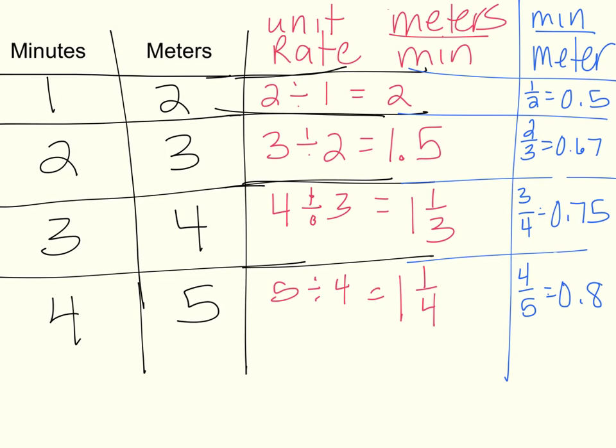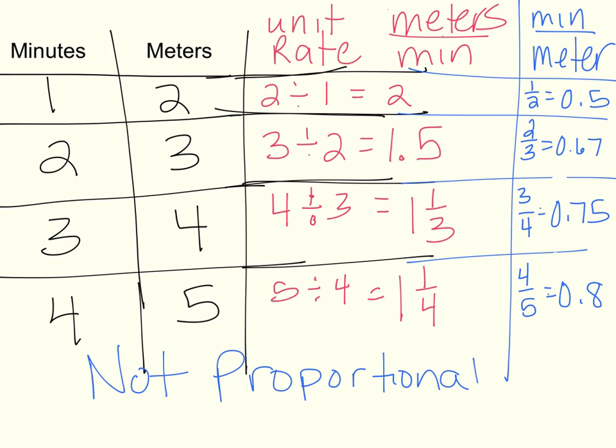So notice that none of the unit rates match. And even if they all matched but one, it's still not proportional. They all have to be exactly the same. So our answer to this is that it is not proportional. And if it's not proportional, it doesn't have a unit rate because we couldn't find a unit rate in the table.